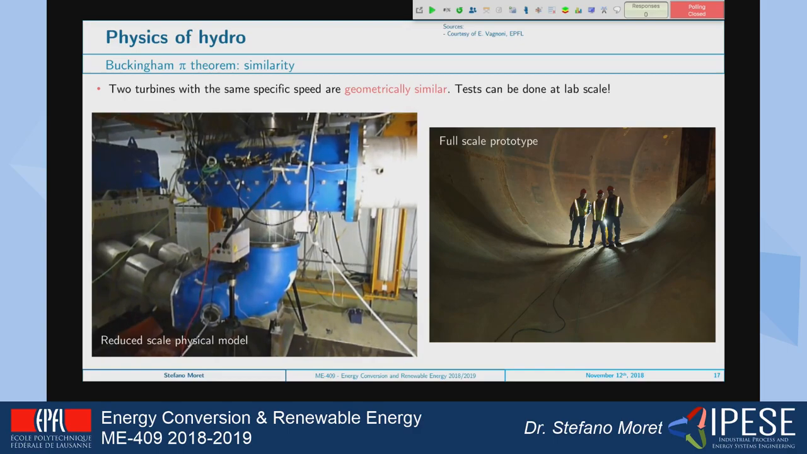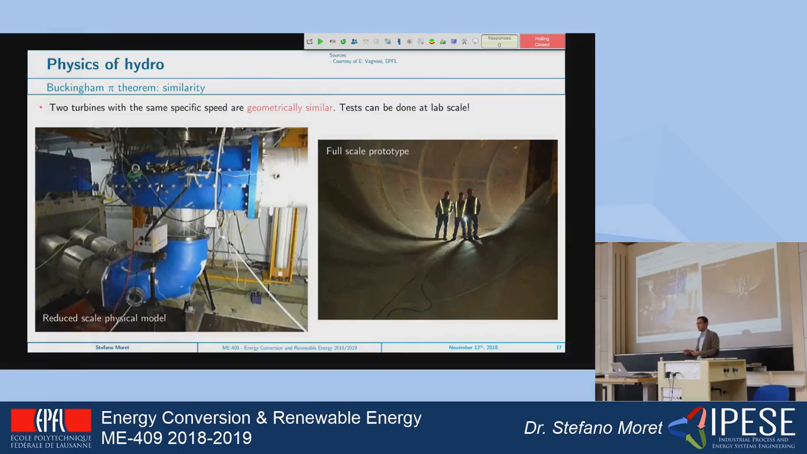Actually, in this specific case, the turbine is working without water. It's a particular mode that some electrical engineers in the room might know. It's called condenser mode. It's used to produce reactive power. So when the turbine rotates without water, it will produce some reactive power in the grid to balance the grid.